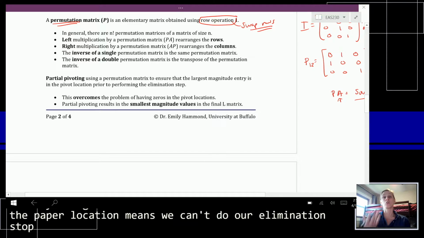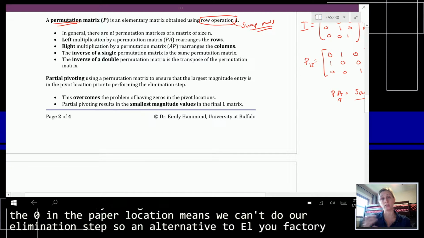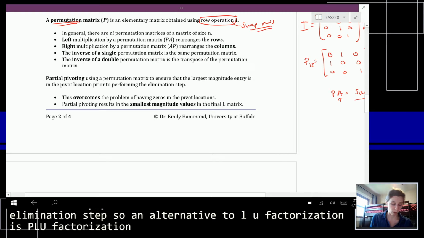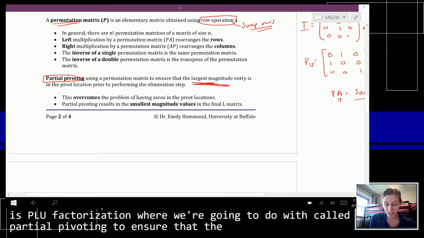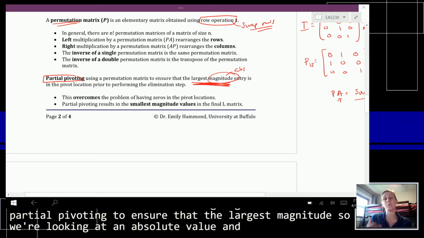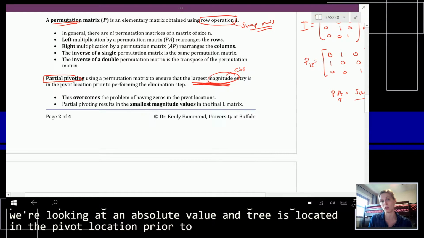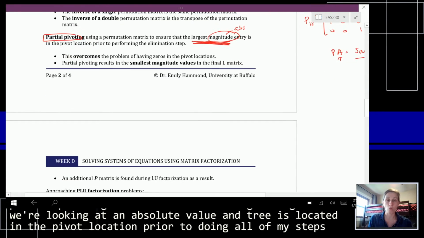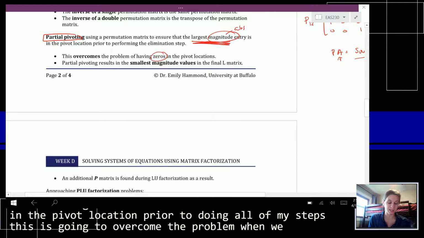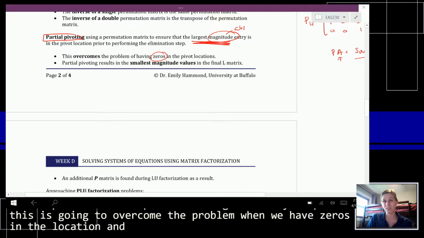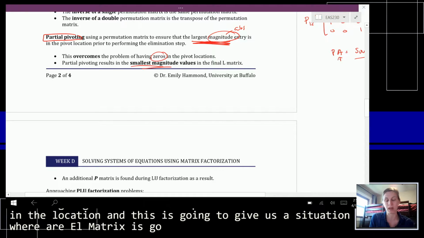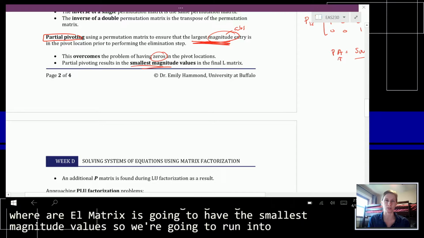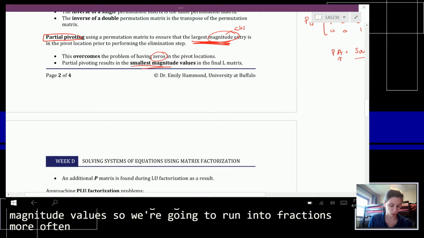So an alternative to LU factorization is PLU factorization, where we're going to do what's called partial pivoting to ensure that the largest magnitude, so we're looking at absolute value, entry is located in the pivot location prior to doing our elimination steps. This is going to overcome the problem when we have zeros in the pivot locations, and this is going to give us a situation where our L matrix is going to have the smallest magnitude values. So we're going to run into fractions more often using partial pivoting.